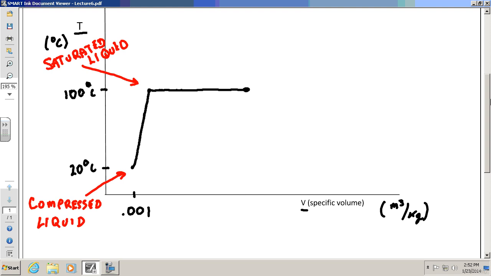And what you have at that instant, when you've boiled it all off and it's all vapor, we call that saturated vapor. So now we've got this term here, saturated vapor. You boiled it all off. It's all vapor now, sat vapor.